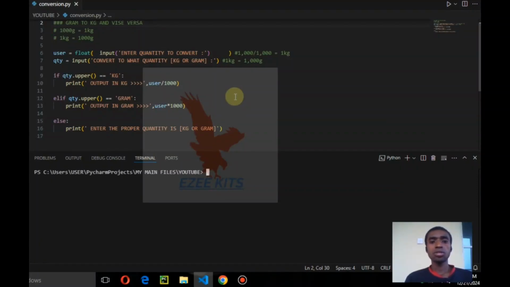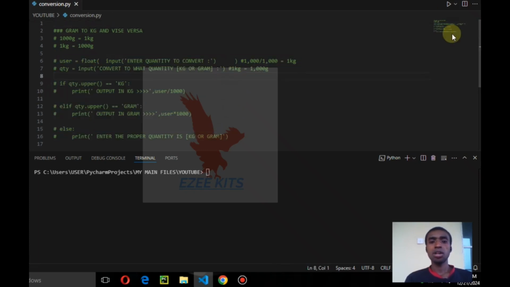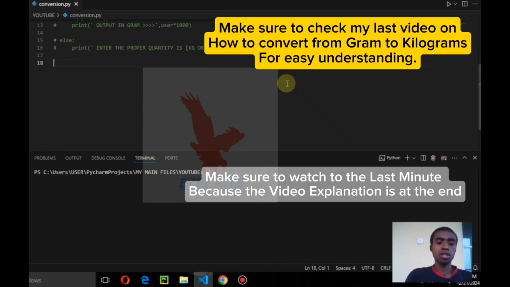Today we are going to learn how to convert from degree Celsius to Fahrenheit. So we all know that one degree Celsius is equal to 33.8 Fahrenheit. The last video talked about how to convert from gram to kilogram or from kilogram to gram.